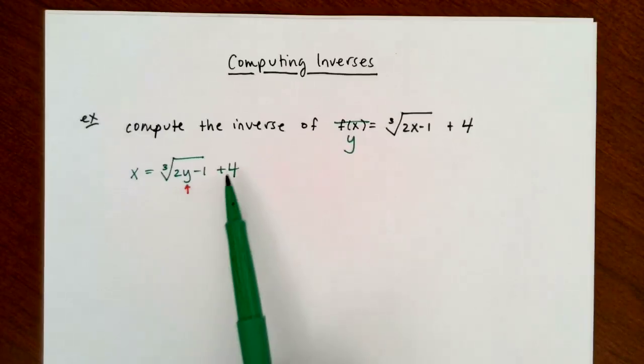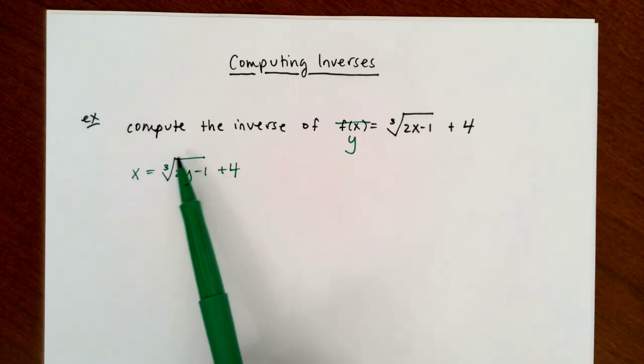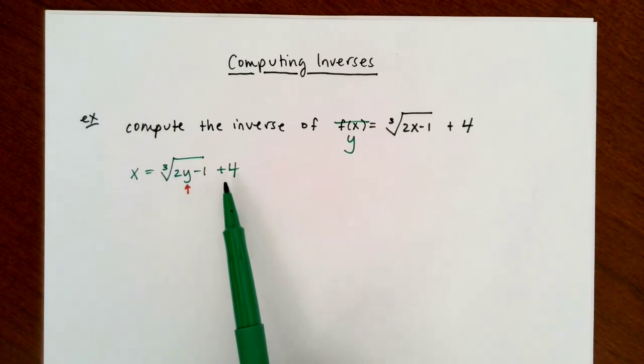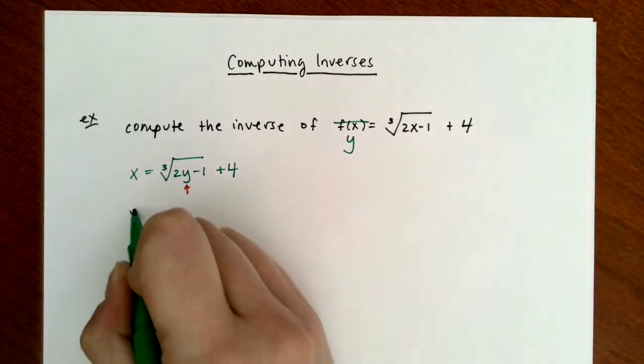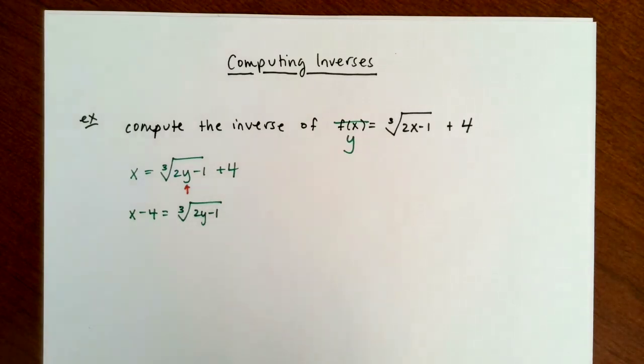All right, so to solve for y, I want to start peeling things away from it. Because the 2y minus 1 is stuck under this cube root, the first thing I need to do is subtract the 4 from both sides. So I get x minus 4 equals the cube root.